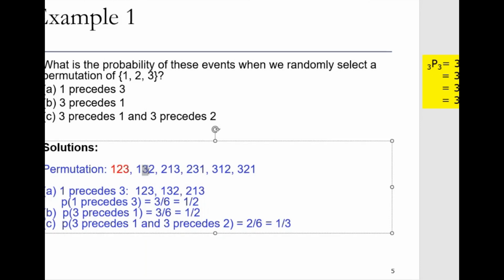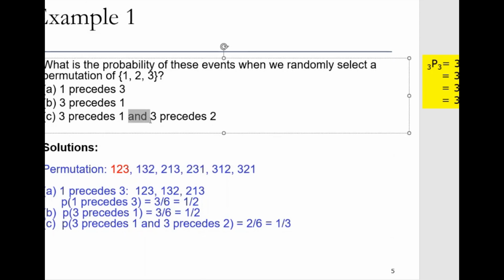Now, does 3 precede 1? No, 3 does not precede 1, but 3 precedes 2 only. So it still cannot fulfill the criteria, because it says and: 3 precedes 1 and 3 precedes 2. So it only precedes 2, but it doesn't precede 1. So cannot, reject.